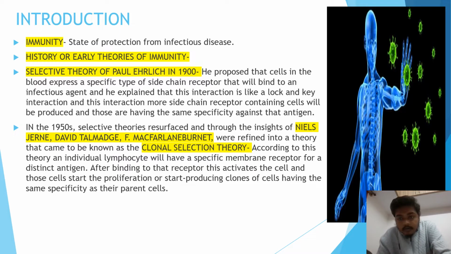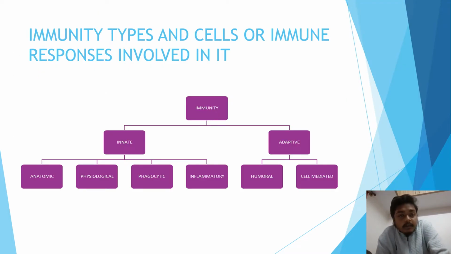Next you can see the immunity types and the cells or immune responses involved. First we can classify immunity into two types: innate immunity and adaptive immunity. Under innate immunity there are different mechanisms that help protect our body: first the anatomic barrier, second the physiological barrier, then the phagocytic barrier, and then the inflammatory barrier. On the other side, adaptive immunity has humoral and cell-mediated immunity.